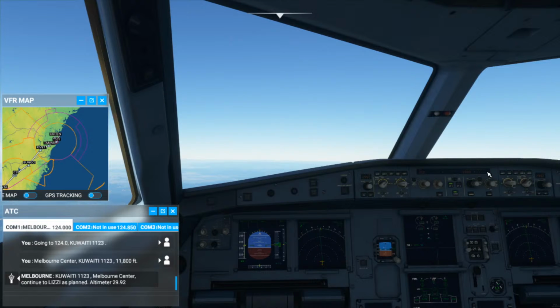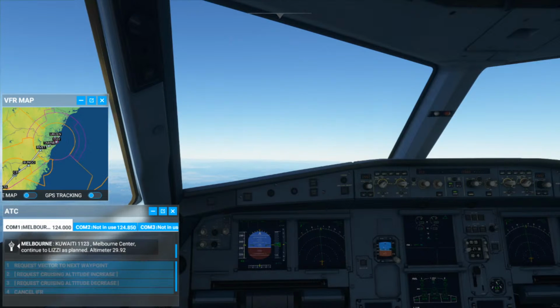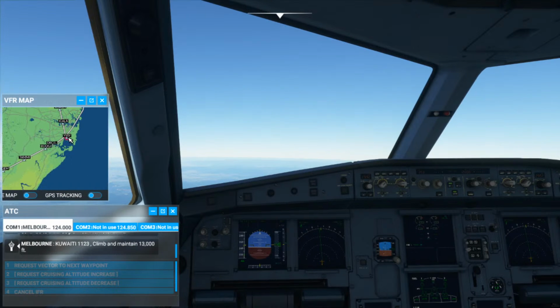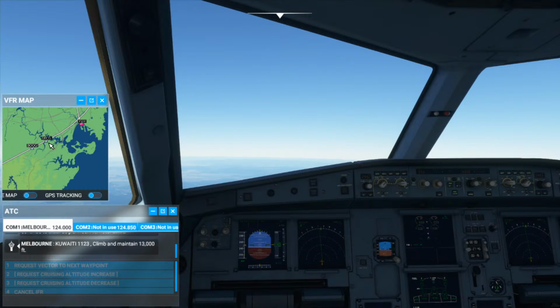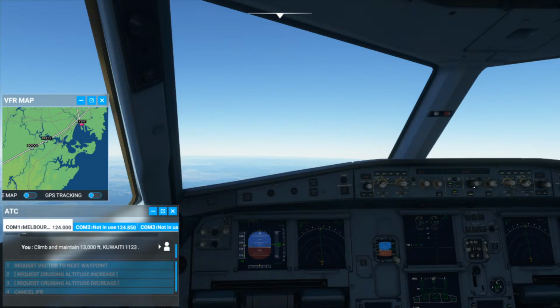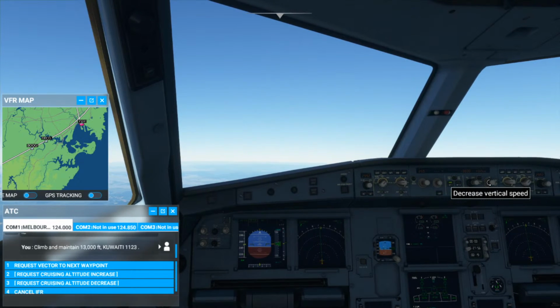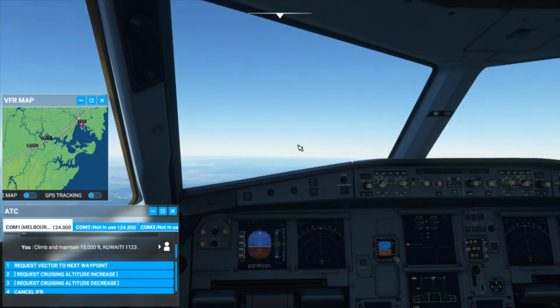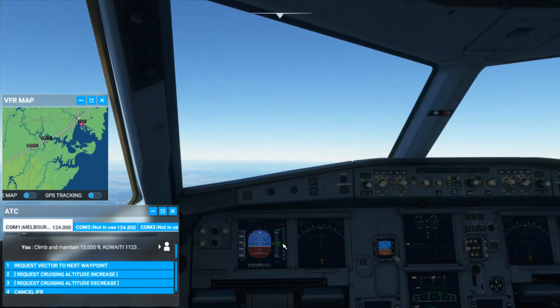Altimeter 29.902. Need to descend around decimal. Okay, 13,000 feet. Climb and maintain 13,000 feet, Kuwaiti 112 tree. It's gonna climb momentarily here.